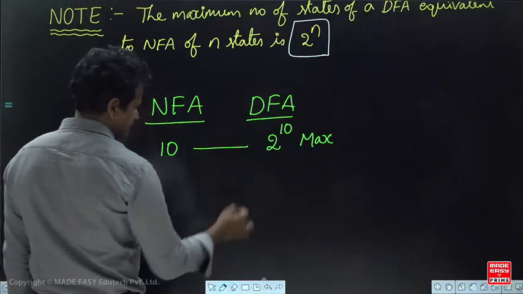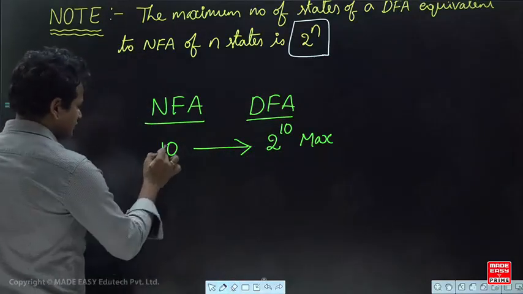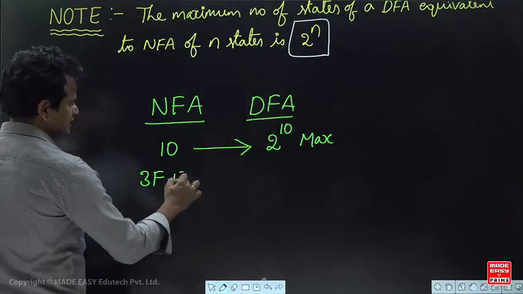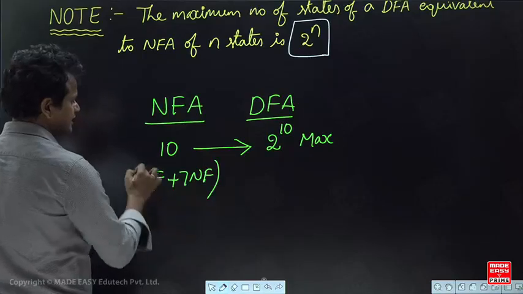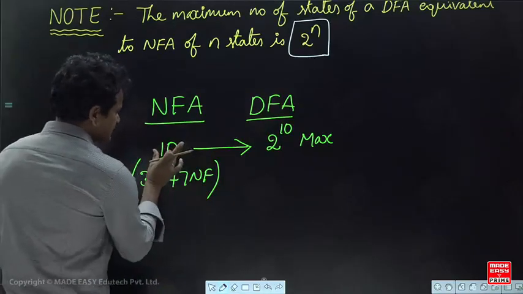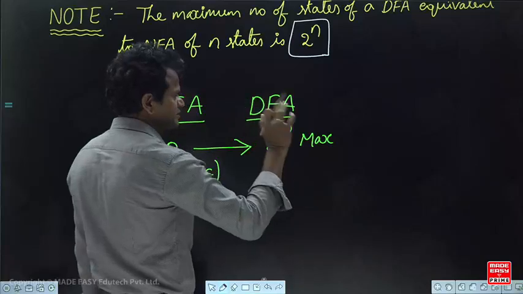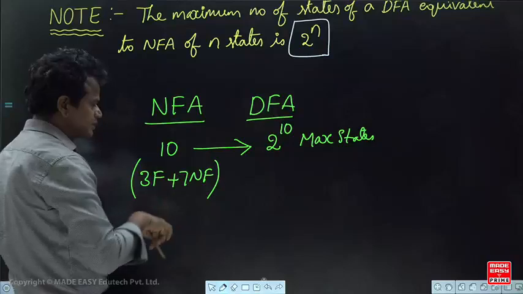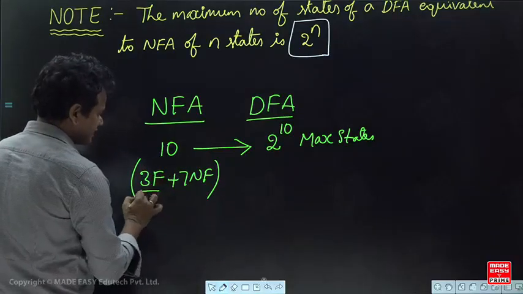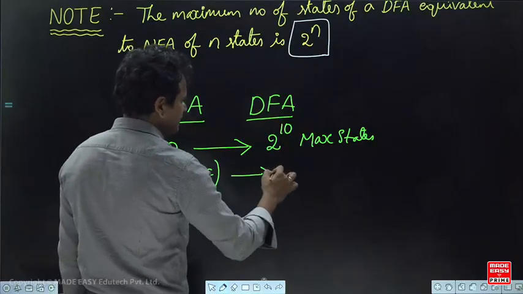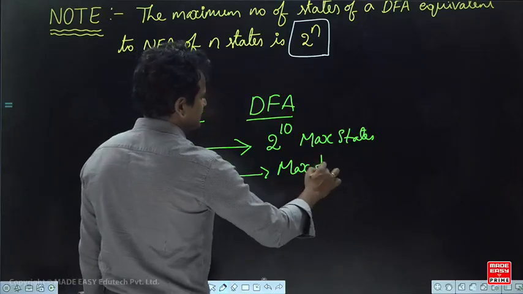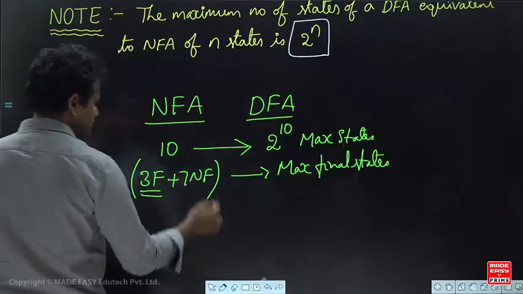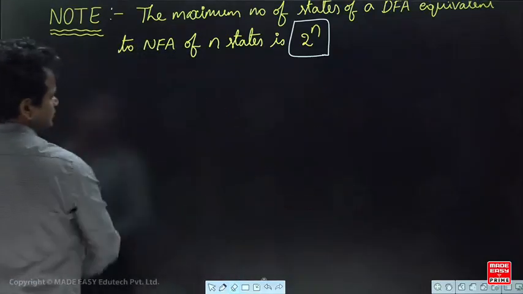Suppose there are 10 states in an NFA. Out of 10, 3 are final. If 3 are final, the remaining are non-final. How many non-final? 7 non-final. If I convert this NFA into a DFA, how many maximum states will I get? 2 power 10. That is not my question. My question is, out of 10, if 3 are final, then if you convert into a DFA, how many maximum final states will be there? That is my question. So I will give you the question. Now read the question.